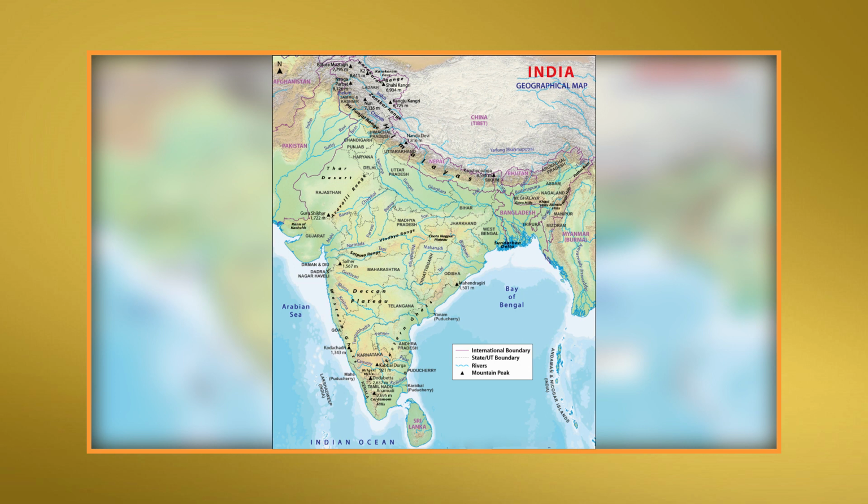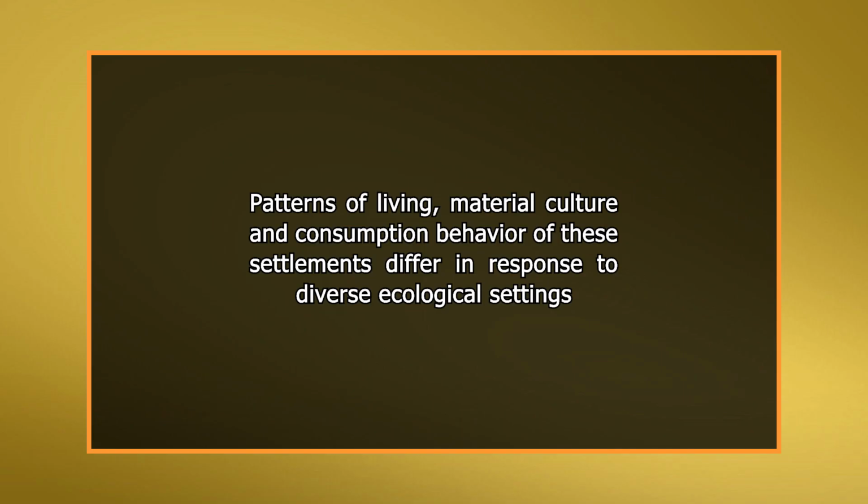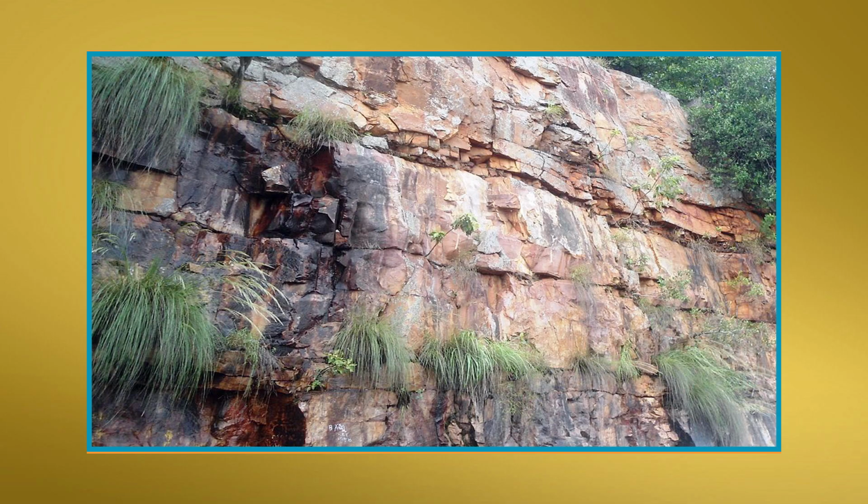Dear students, let's introduce the topic. India is a vast geographical region and assumes the scale of a subcontinent. It has diverse climatic and biogeographic features sustaining a wide pattern of human settlements. The patterns of living, material culture, and consumption behavior of the settlements differ in response to diverse ecological settings. It's therefore worthwhile to examine the landscape features in India in relation to patterns of human settlements.